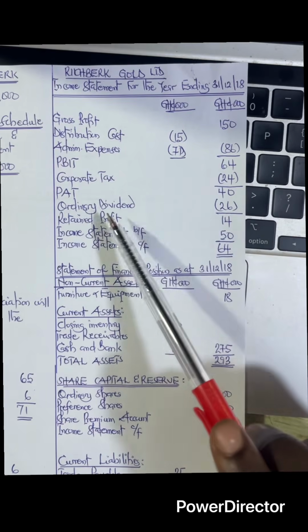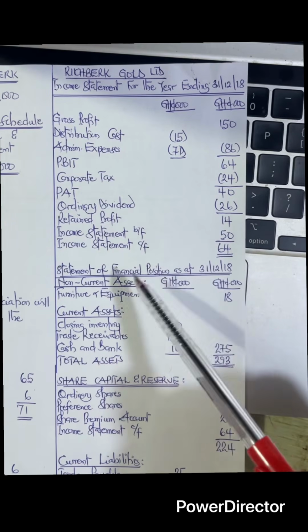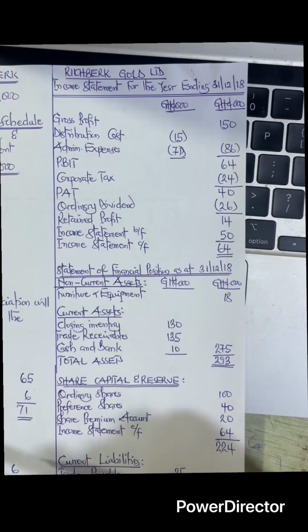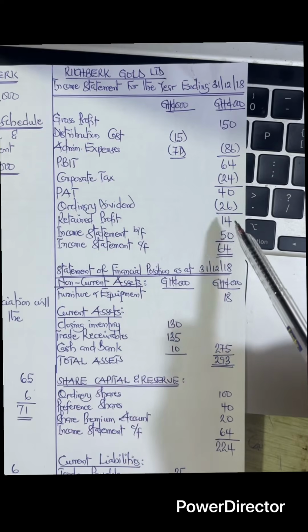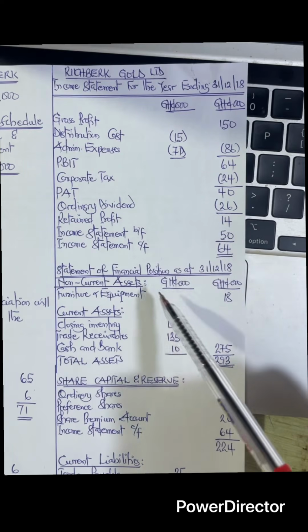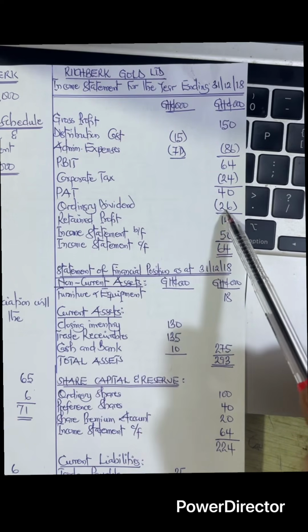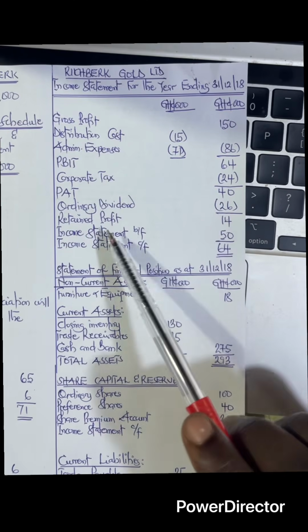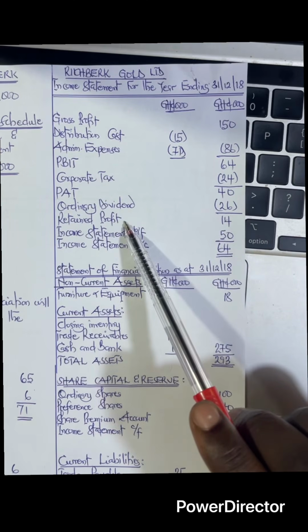After that, you come to the ordinary dividend paid. When you check your workings, or the trial balance, the ordinary dividend paid was 6 and we proposed 20. So when you add them, it will be 26, as in the workings. 26 from 40 will give you 14. After deducting the 26 from 40 and getting the 14, that is known as the retained profit.